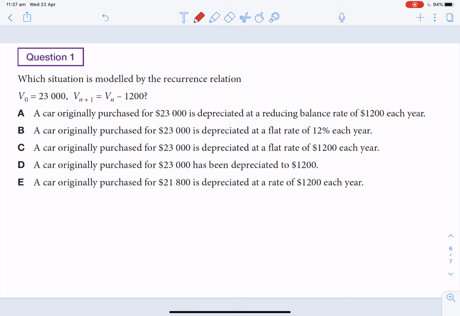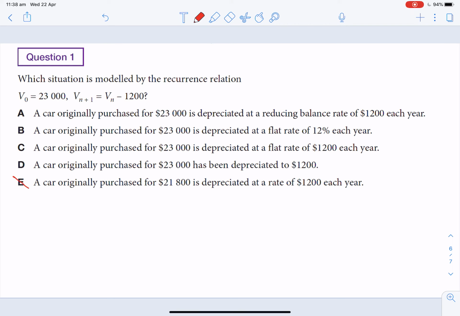B, a car originally purchased for $23,000 is depreciated at a flat rate of 12% per year. C, a car originally purchased for $23,000 is depreciated at a flat rate of $1,200 each year. D, a car originally purchased for $23,000 has been depreciated to $1,200. And E, a car originally purchased for $21,800 is depreciated at a flat rate of $1,200 each year.